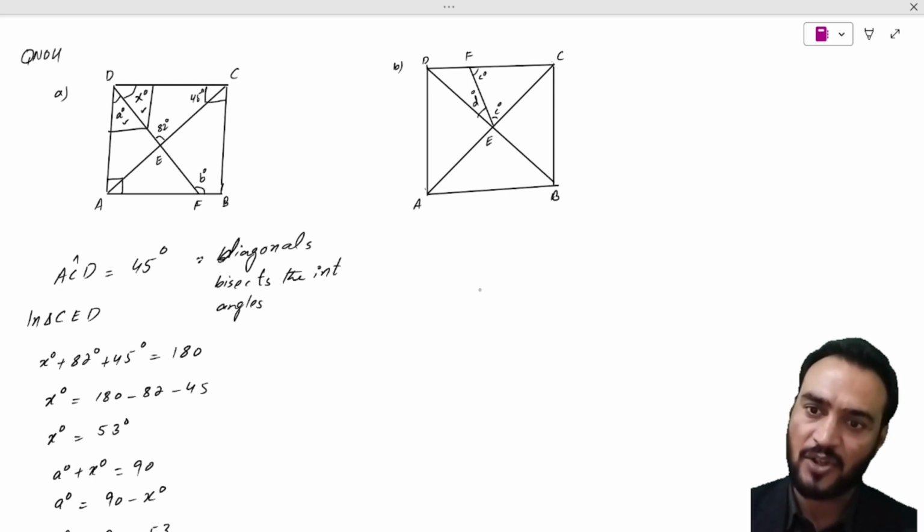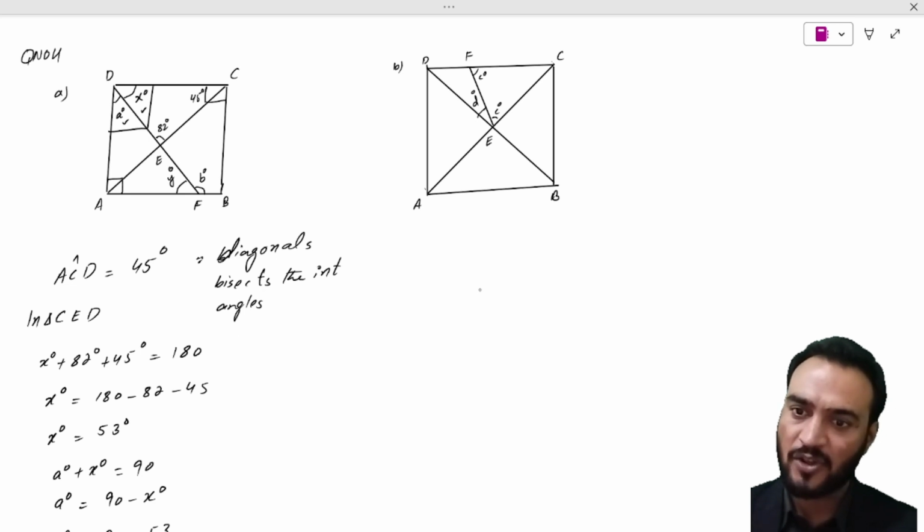We will consider the triangle AFD, where we know one angle, which is a degrees, and the other angle at point A is 90 degrees. We need to find the angle at point F. Let us represent it by y degrees. So in triangle ADF, the sum of interior angles, one is a degrees plus the angle at point A is 90 degrees plus the third angle at point F is y degrees, is equal to 180 degrees.